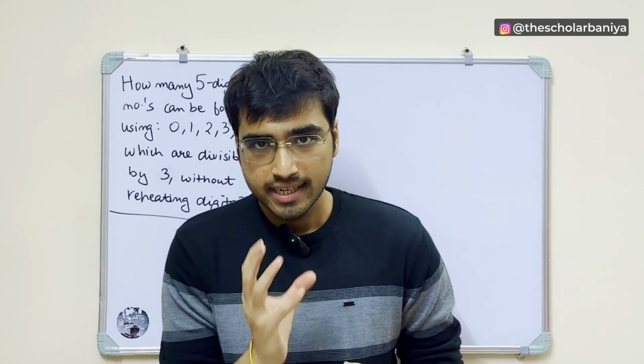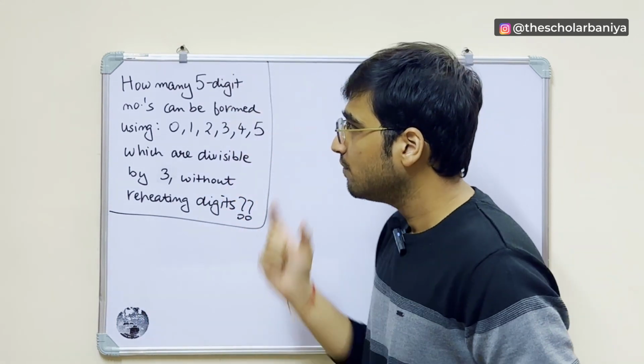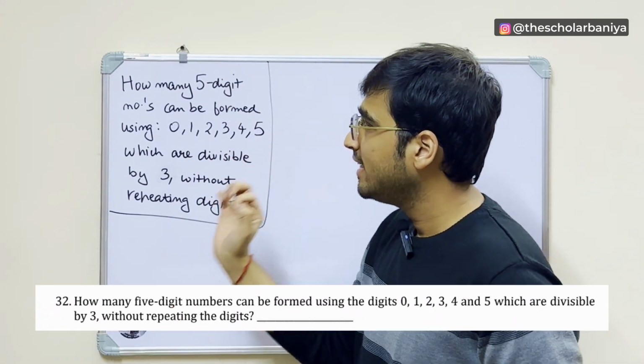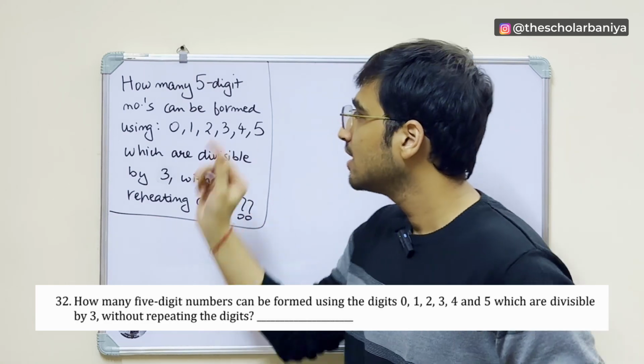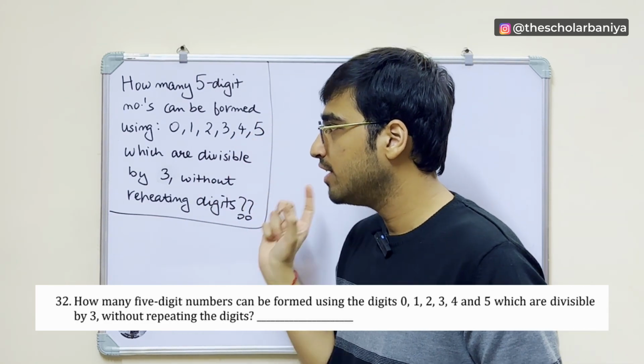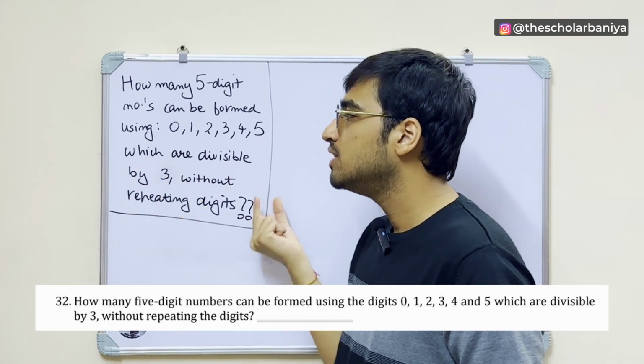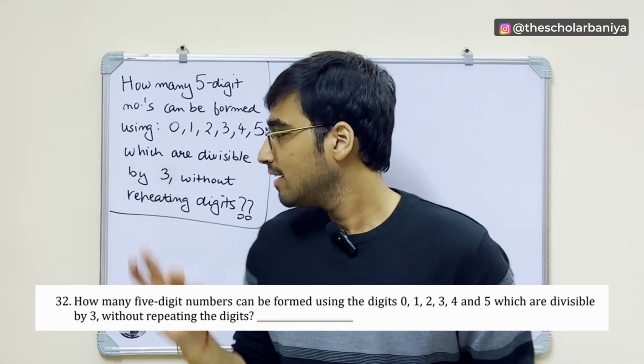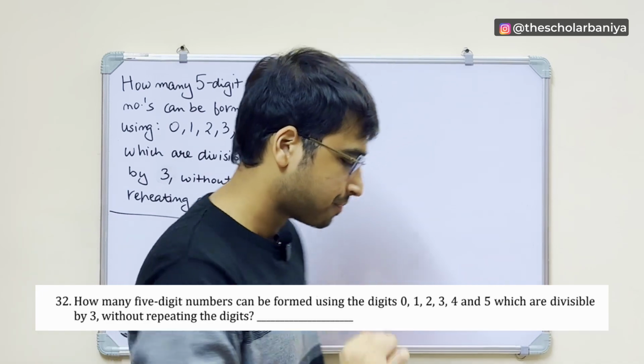So let's move on to the next question, guys. In this question, we have been asked how many 5-digit numbers can be formed using the digits 0, 1, 2, 3, 4, 5 which are divisible by 3, without repeating the digits, right?